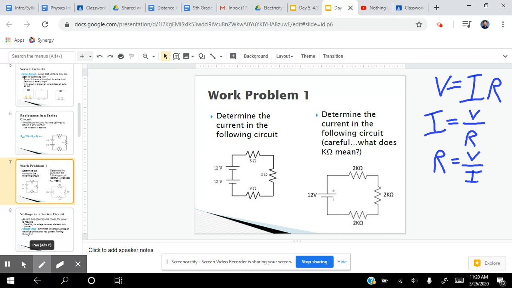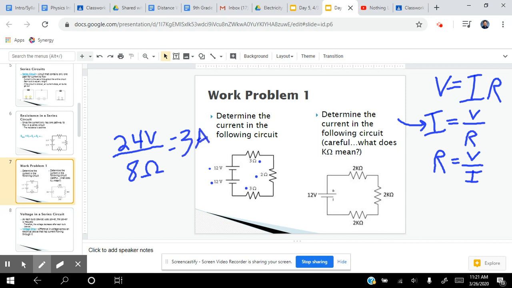Well, in order to solve for current, I need voltage and I need resistance. I can add the total voltage together and I can add the total resistance together just like we did before. So my total voltage is going to be 12 plus 12, so I have a total voltage of 24 volts. And I'm going to divide that by my total resistance. So 3 plus 2 plus 3, that one we just did. So we're dividing that by 8 ohms. So I'm going to get a total current of 3 amps.